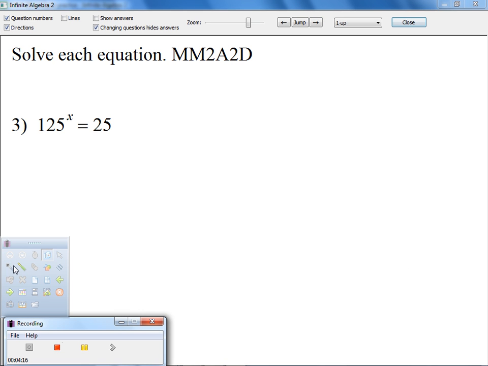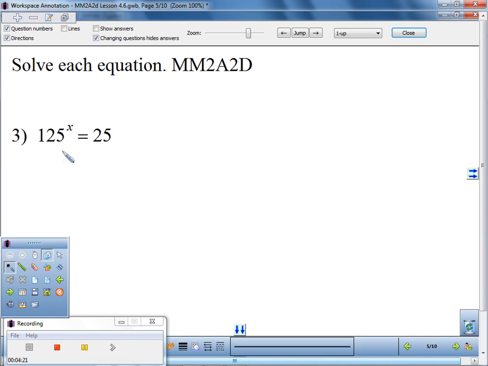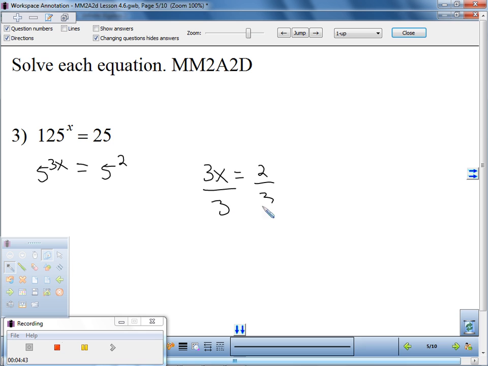In this one, again, we've got to get the same base. I know I can write this in terms of 5. So 5 squared would be 25, and 5 to the third power gives me 125. So I end up with 3x equal to 2 when we solve for the x value here. Divide both sides by 3, and x is equal to 2/3. So the key here again is getting the same base.